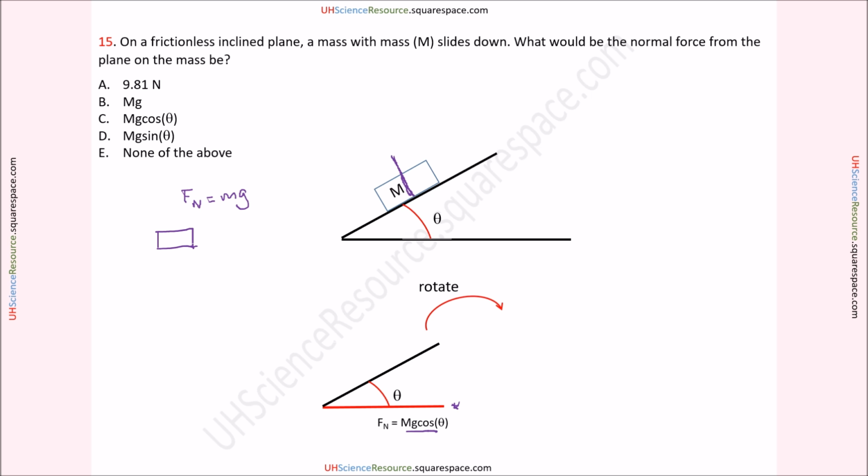And if we were to rotate it clockwise, we would get something like that. And we would then see that the normal force would equal mg cosine theta. And so if we translate that into the actual diagram itself, we can see that the normal force, which is perpendicular to the surface that it's on, would then also equal mg cosine theta. And so if we look at our answer choices, we can see that the correct answer is going to be answer choice C.